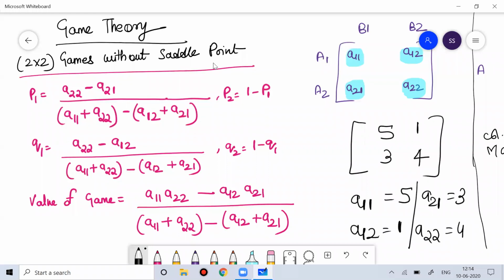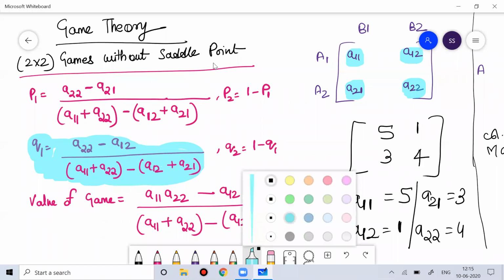Once you get P1, you can find P2. P2 is nothing but 1 minus P1. And then you can see the formula of determining Q1. This is the formula of determining Q1, and this is the formula for determining P1.